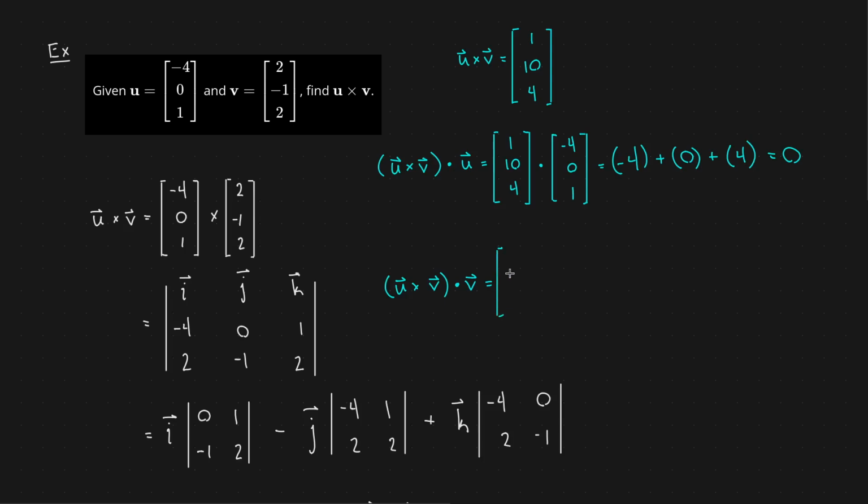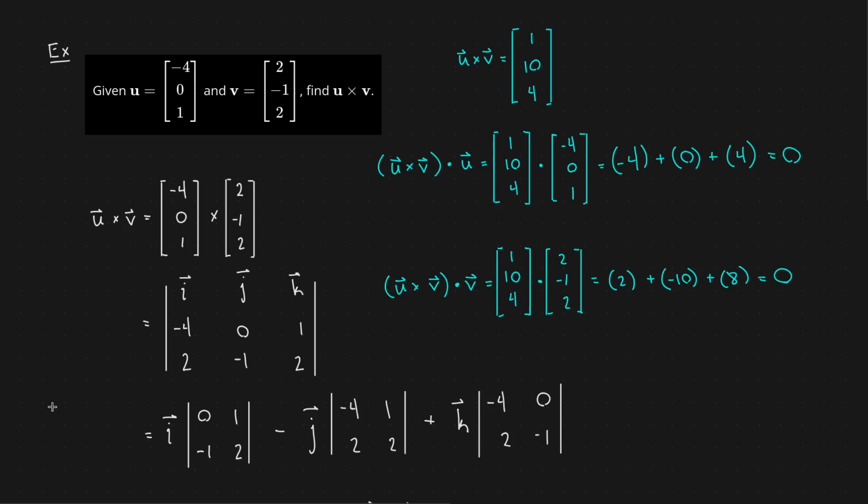So U cross V is still 1, 10, 4, and vector V is 2, negative 1, 2. If I take the dot product of these, I get 1 times 2 is 2, plus 10 times negative 1 is negative 10, plus 4 times 2 is 8. And 2 plus negative 10 plus 8, that's also 0. Which means U cross V is orthogonal to both vector U and vector V.